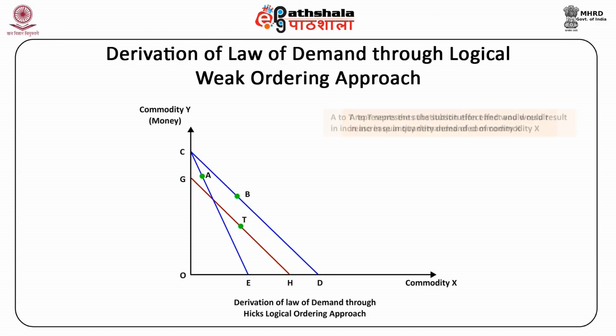The movement from A to T represents the substitution effect and would result in the increase in the quantity demanded of commodity X. Let us see the income effect now. Let the money that has been taken away from the consumer be restored to him. With this increase in income, whether the consumer will buy more of commodity X or less at T cannot be explained with the help of consistency test.